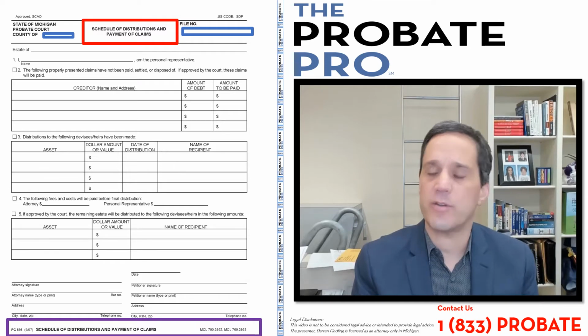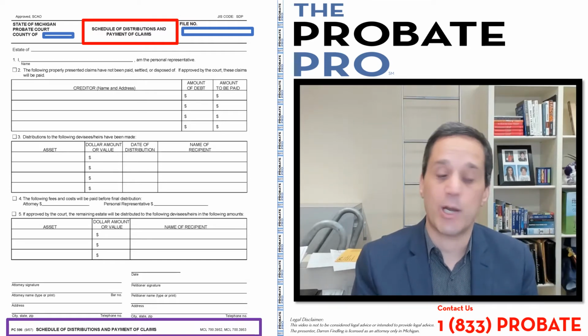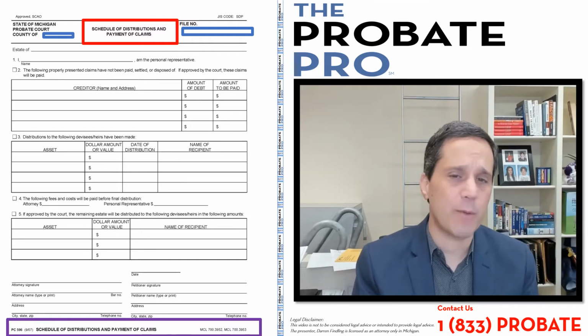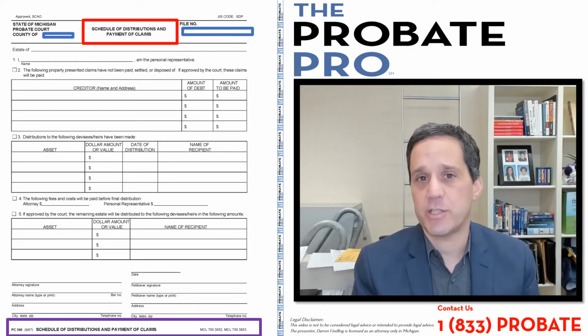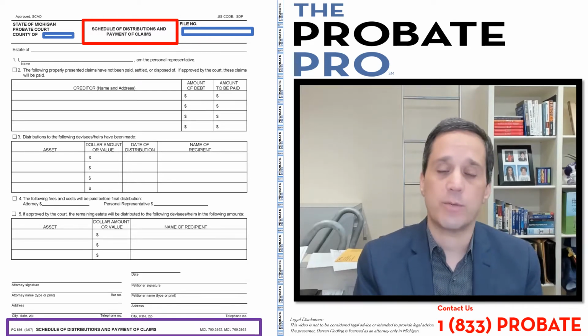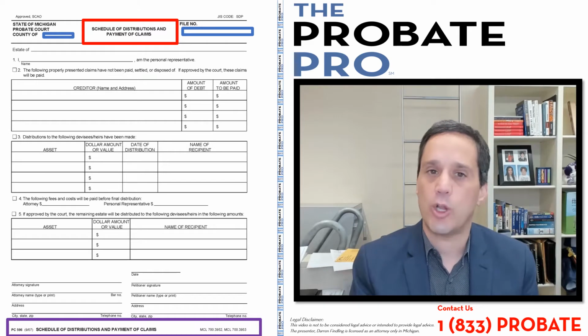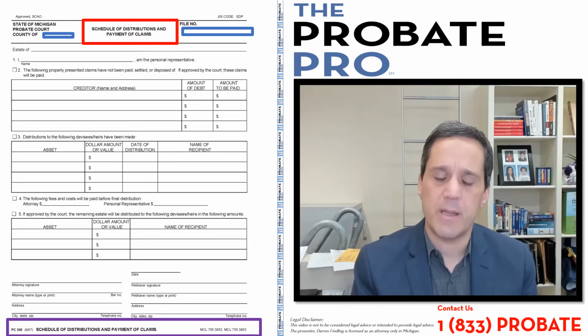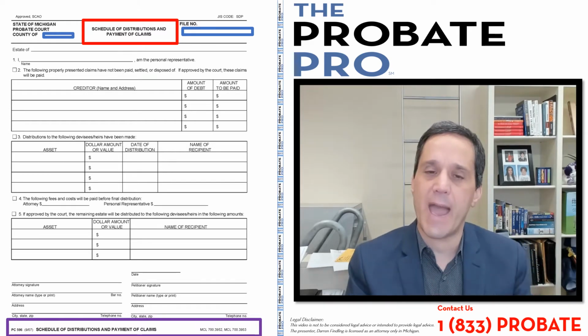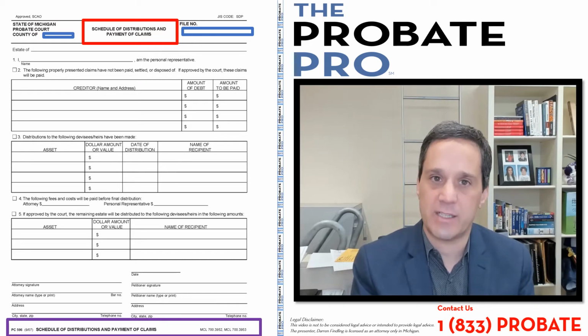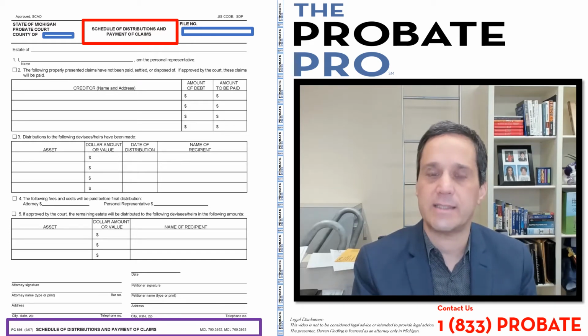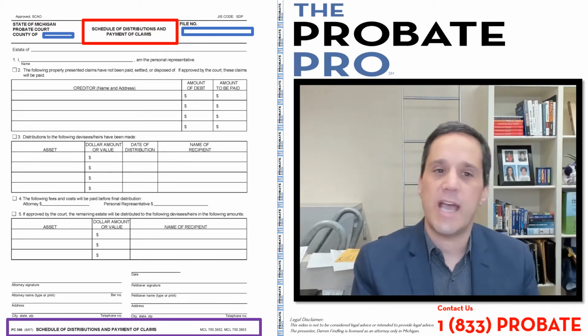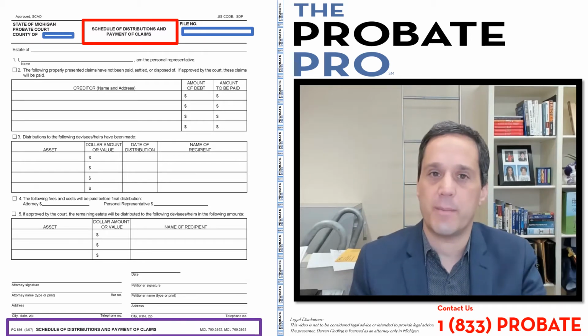Now, the schedule of distribution and payment of claims is not a required form. It's not required when you file a petition for complete estate settlement, nor is it required in an informal closing with a sworn closing statement. But generally, we see this package of documents being filed collectively: the petition for complete estate settlement, the final account, as well as the schedule of distribution and payment of claims.